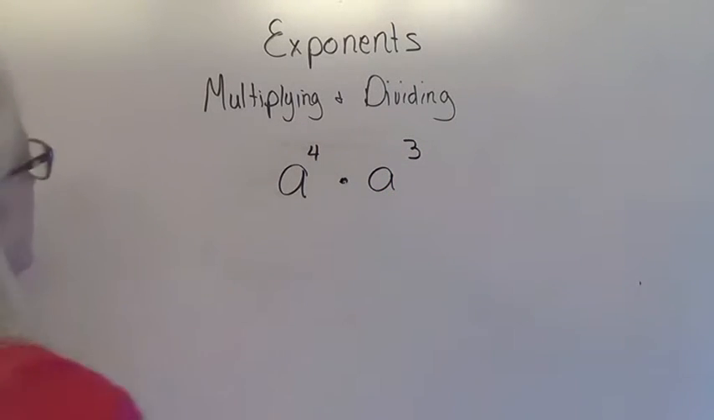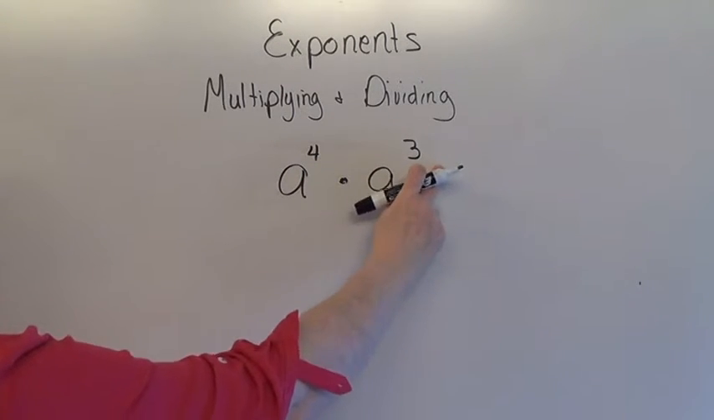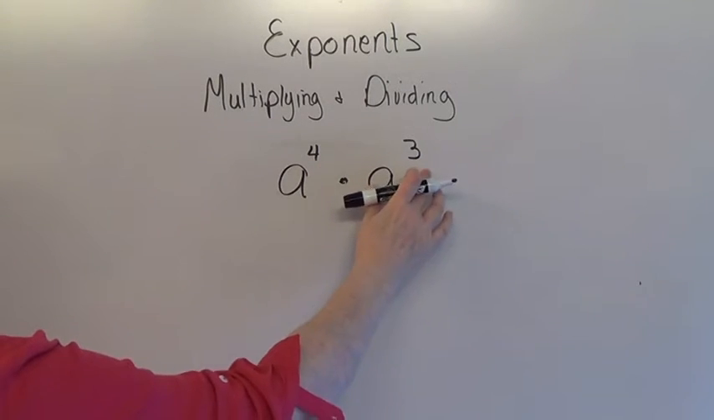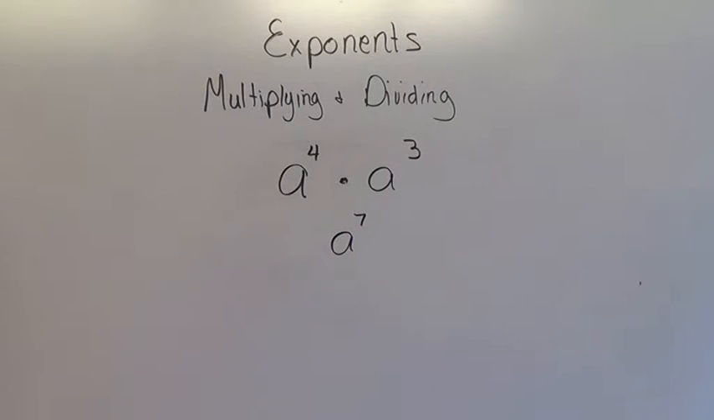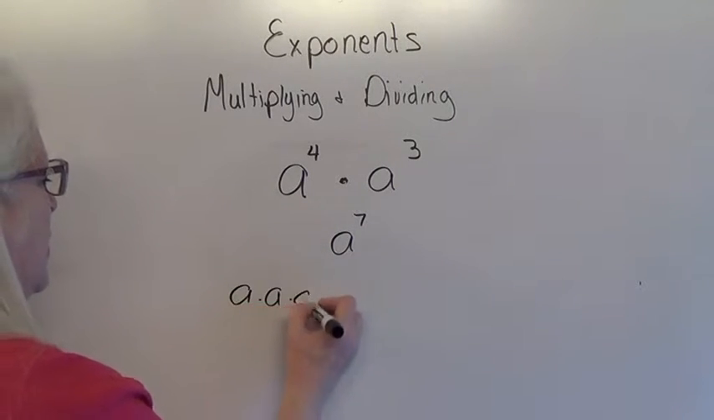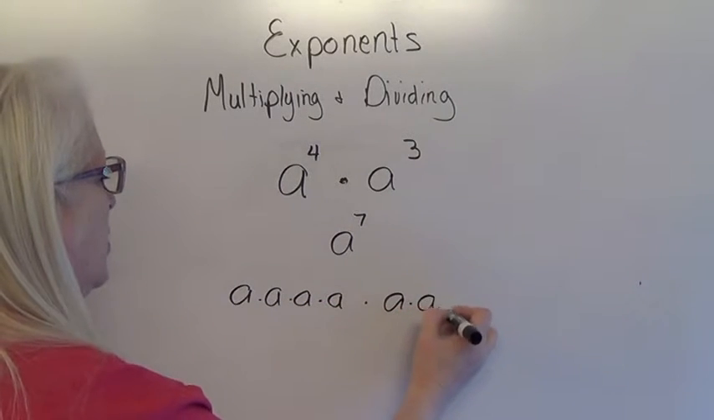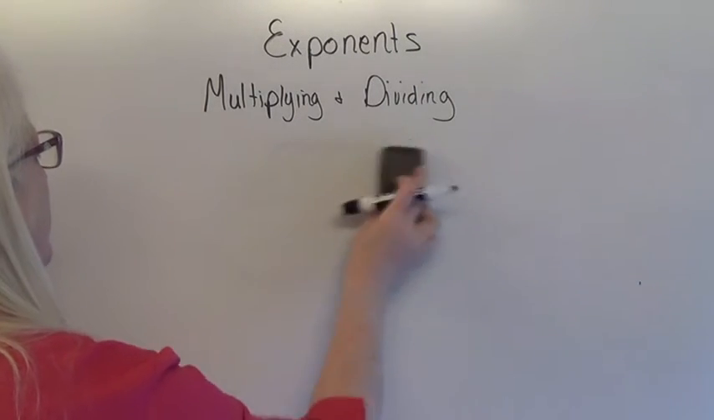So we have a to the 4th power times a cubed. Our a's are our bases, the small numbers are exponents. Since they're the same base, I know I can just add the exponents. So this is going to be a to the 7th power. But if I wanted to expand it, it means I have 4 a's, 1, 2, 3, 4, times 3 a's. So 1, 2, 3. How many do I have all together? A to the 7th. Let's take a look at another one.